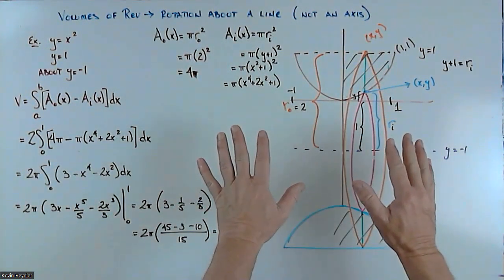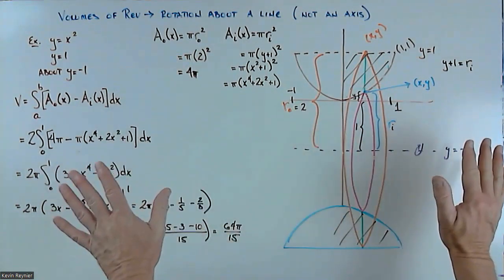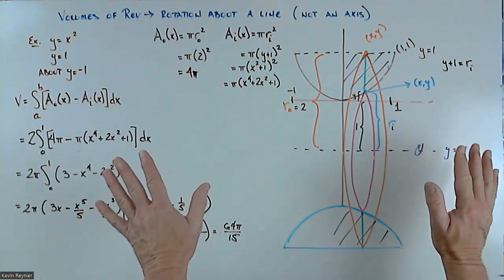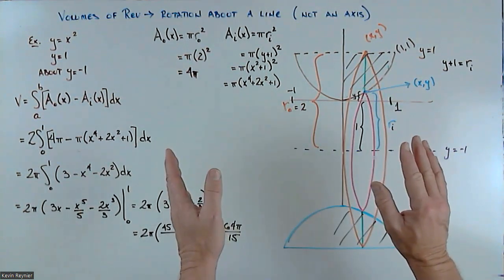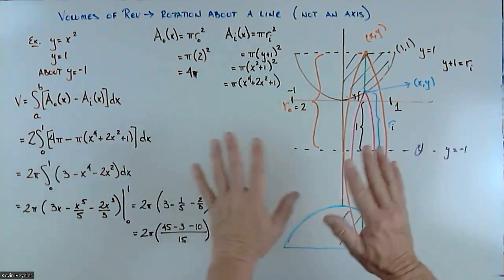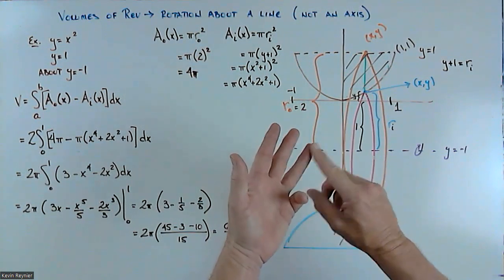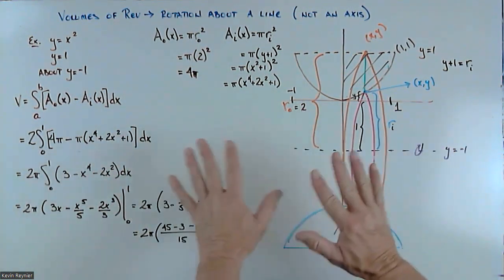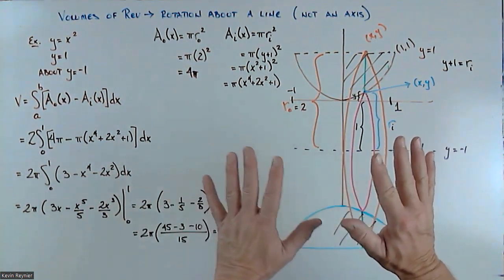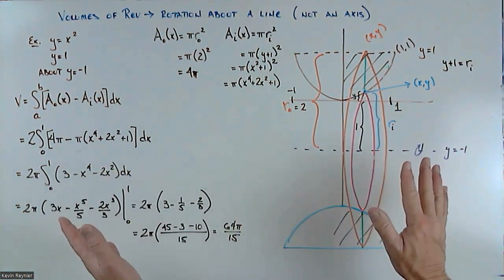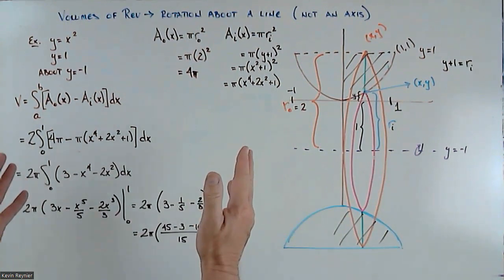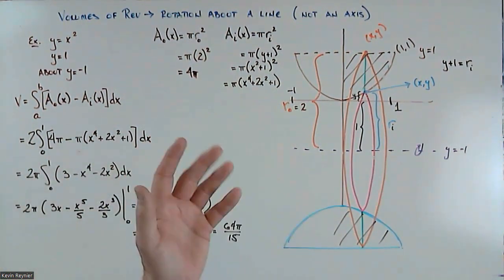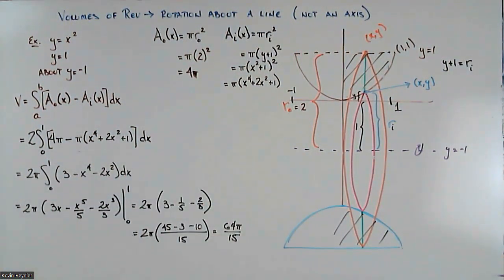So this process works on all of these problems, all of them. I don't care what you rotated around, this works. I don't care if you use washers, discs, or cylinders, this works. You don't have to think about anything else. Just follow these steps. All right, I'm going to pause the video, erase the board, and I'm going to do the cylinder problem.